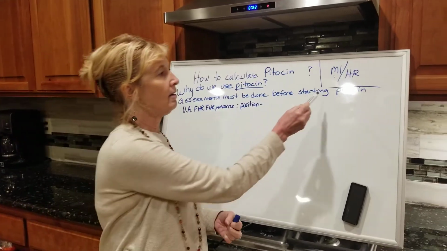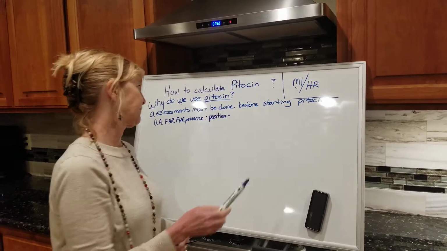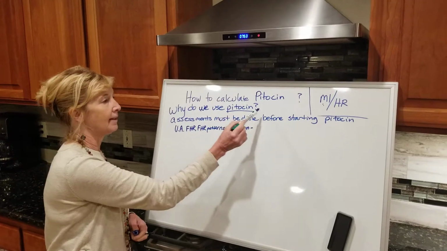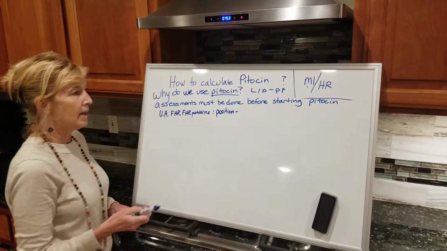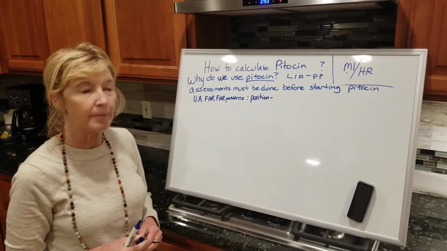So when we do calculations for an IV pump, always milliliters per hour. So I just discussed a couple of the reasons we use Pitocin in labor and delivery. We also use it in postpartum as a bolus dose to make the uterus firm and contracted.